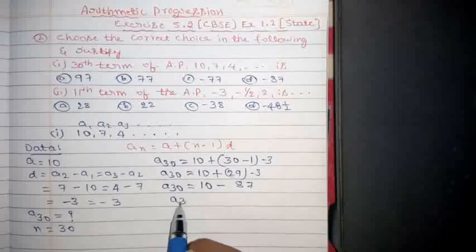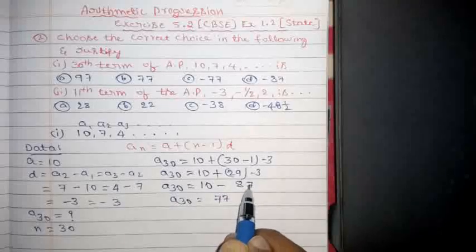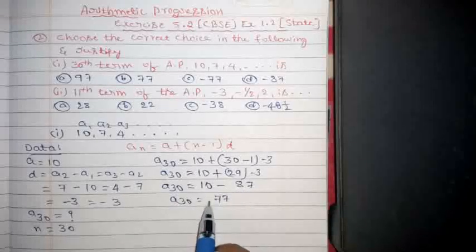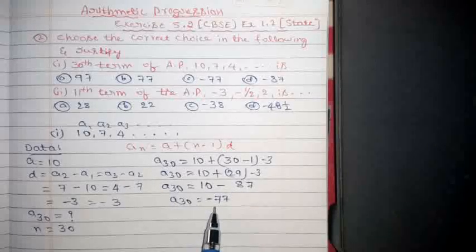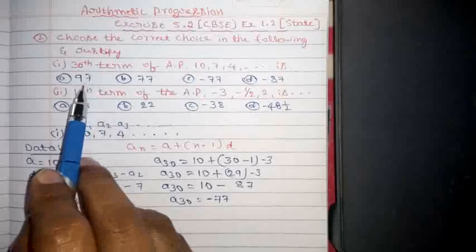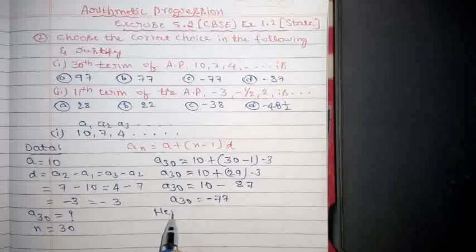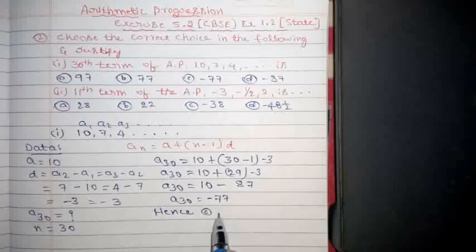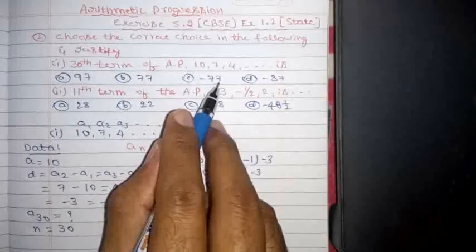Therefore the A30 term is equal to 10 minus 87, which is 77, with the sign of the biggest number. The biggest number is 87, the sign is minus, so therefore minus 77. Now you got the value, right? Just observe, the A30 term is minus 77. Now observe in which option this answer is. Here, yes. So hence C option is correct, because C option is minus 77.